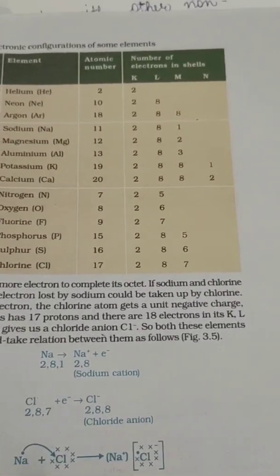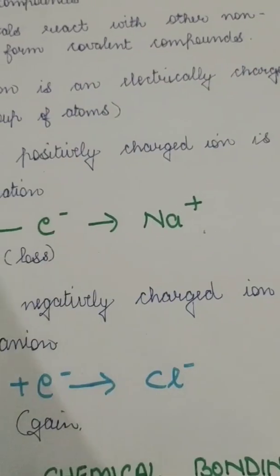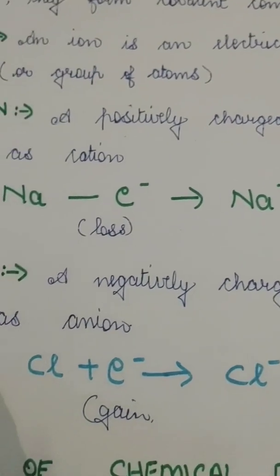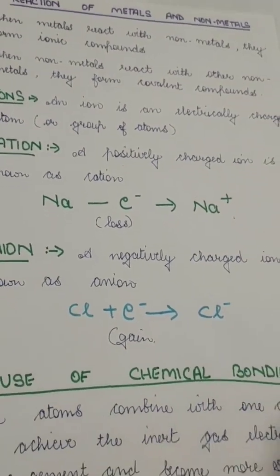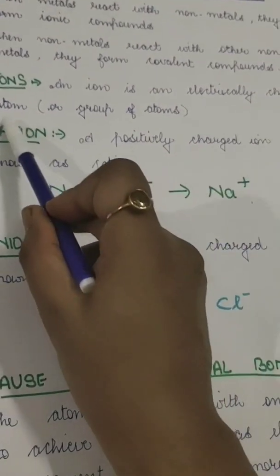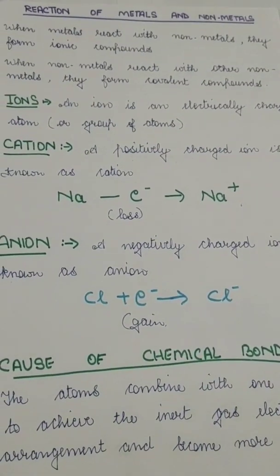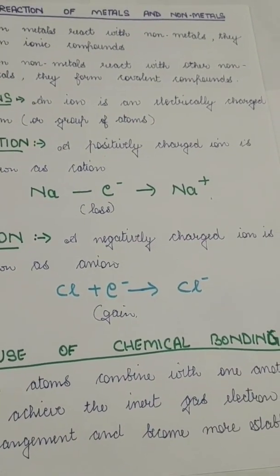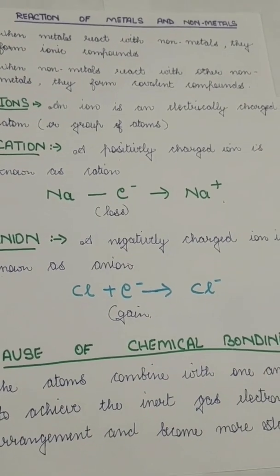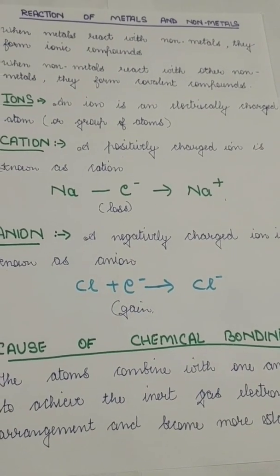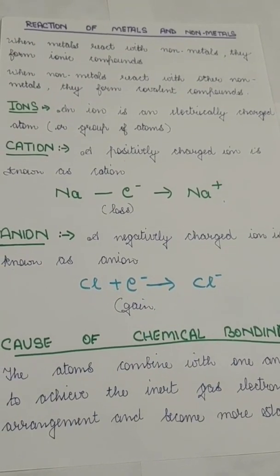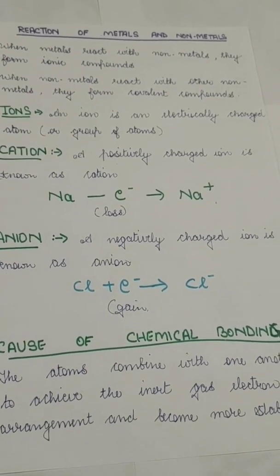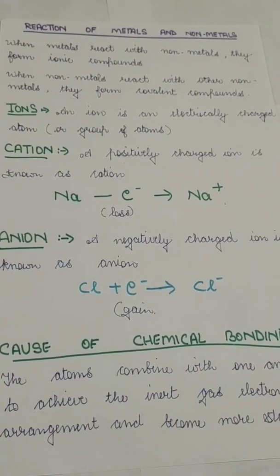I hope it's clear. Before I start, I would like you to again revise the terms which you have already read in your class 8th and 9th. Again, a quick revision. Ion, if you forgot, here I've written an ion is an electrically charged atom. Whenever an atom either donates or accepts any electron, it becomes charged. When it acquires a charge, we call it an ion.